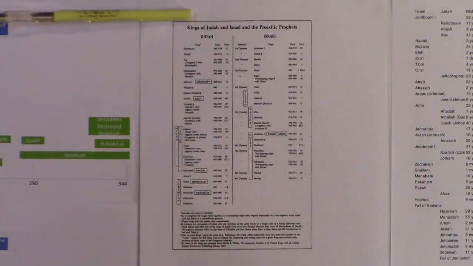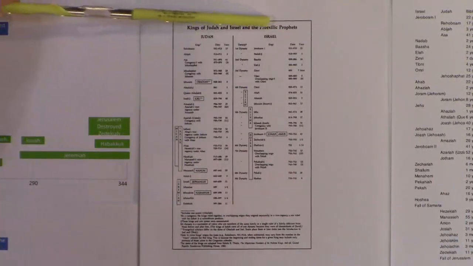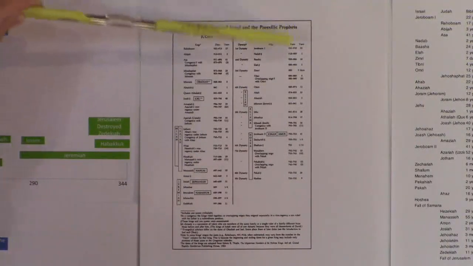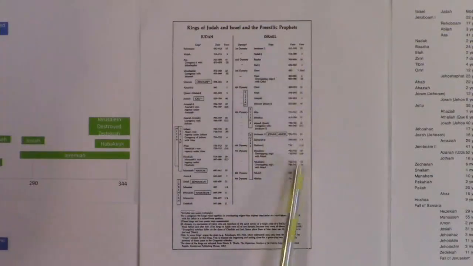Then what I want to show you here is just a real quick brief graph. This is not scaled because you can't get it all on one page if you scale it. It shows the kings of Judah and the kings of Israel and the prophets that were alongside them. Once again, this is not scaled. It's a different time period, so we've got to be careful with that. Make sure you pay attention to the date.